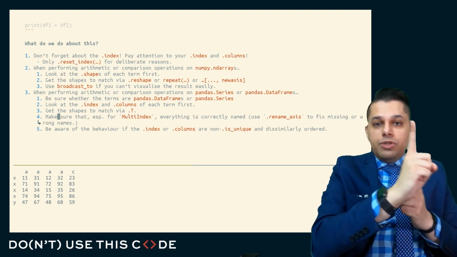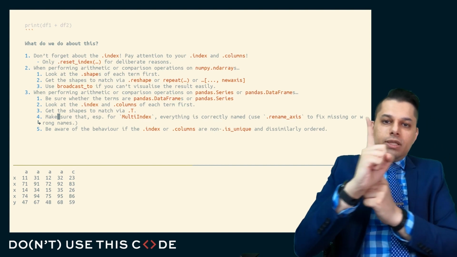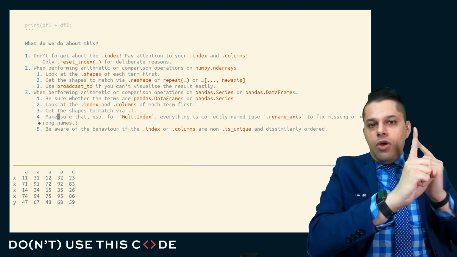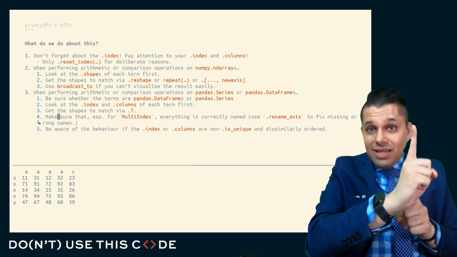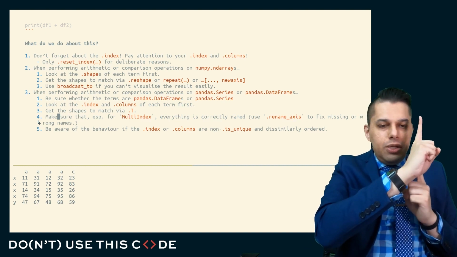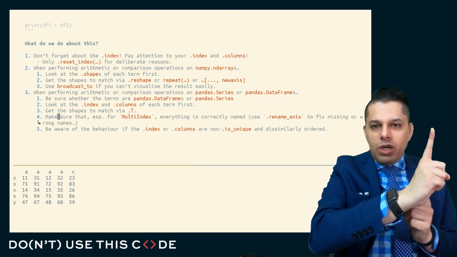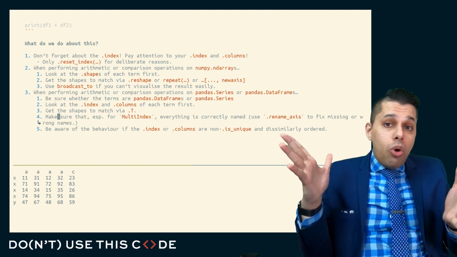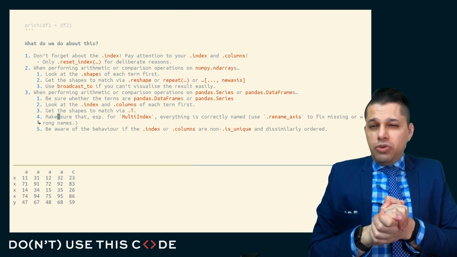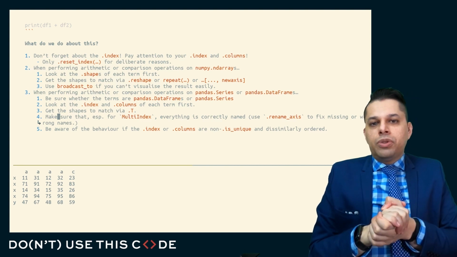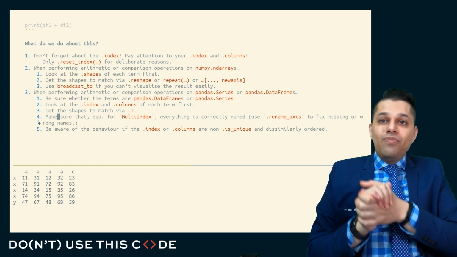Follow the broadcasting rules by right aligning and then moving right to left, looking for an exact match, for one of them to be shorter than the other, or for there to be a 1. If not, use reshape, use repeat, use tile, use new axis, any one of those to get them to line up. And you can use broadcast_to if you can't visualize the results too easily. If you're not quite sure what that repetition would look like, use broadcast_to to debug.